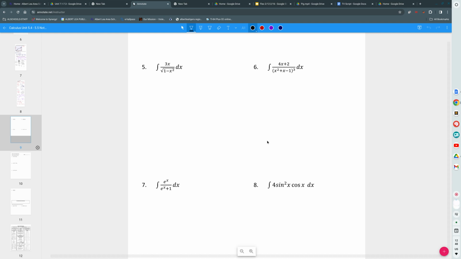Number 5 looks very complicated. It is the integral of 3x over the root of 1 minus x squared dx. We're looking to find the antiderivative, and I don't know the antiderivative of that.